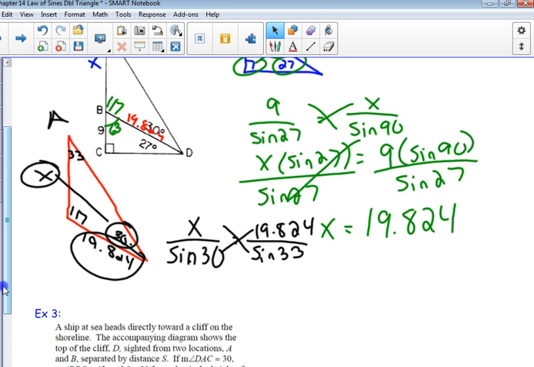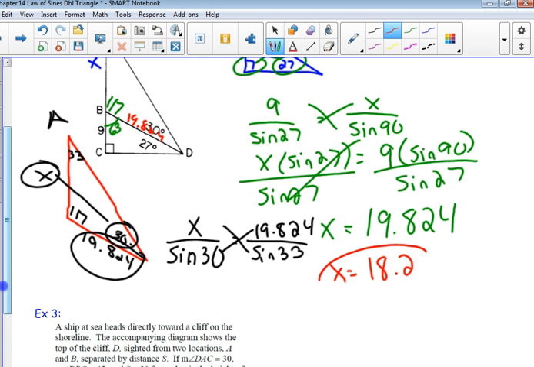That's fine. Okay, times 9 sine 30. Now divide by sine 33. Right, are we saying 18.2? Awesome. That's good.